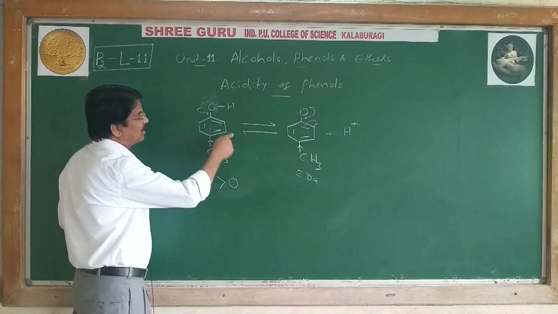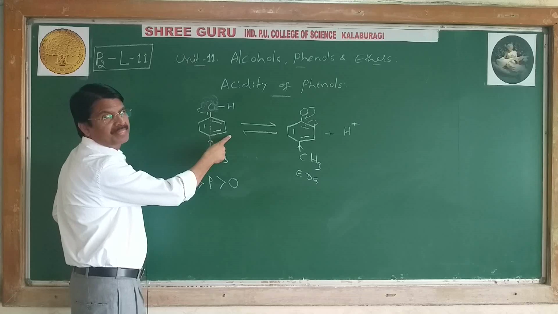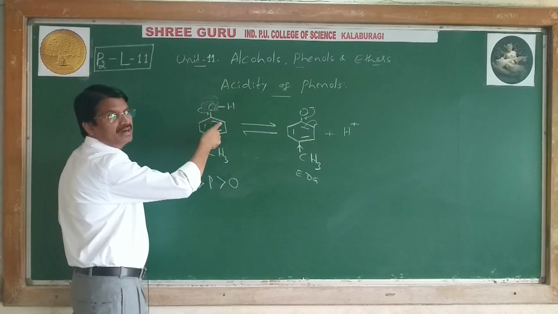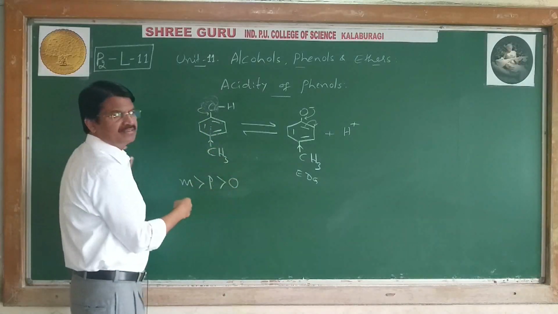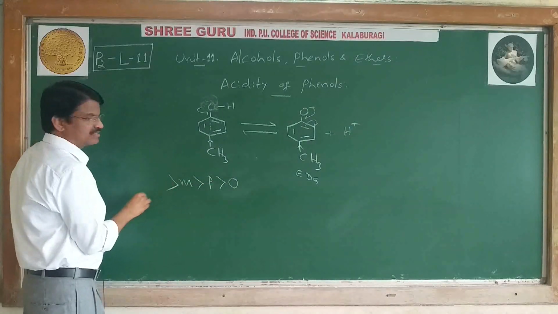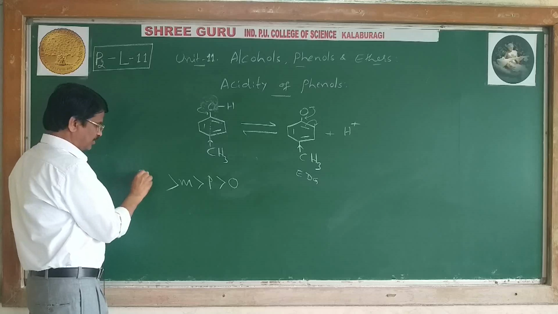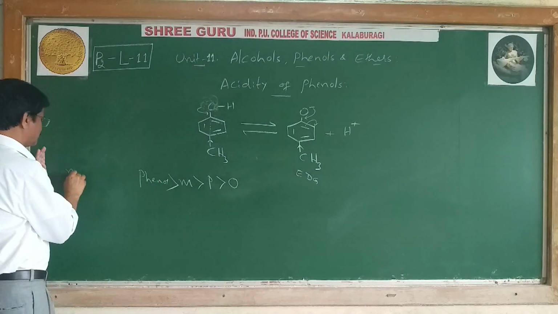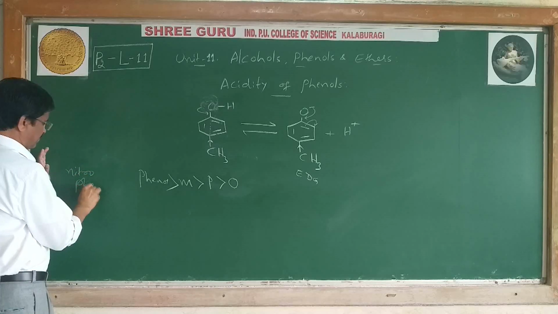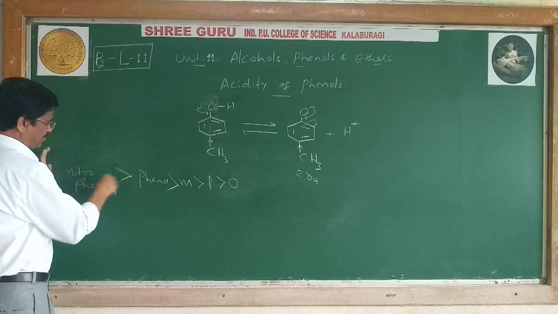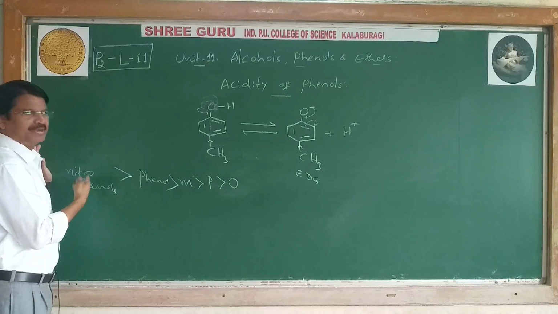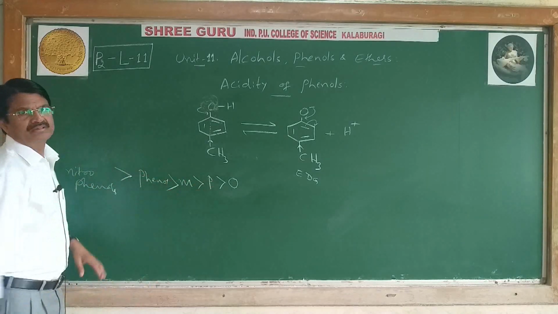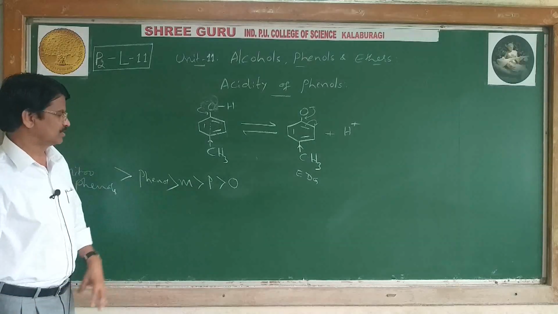Meta-methyl phenol or meta-cresol is greater than para-cresol, greater than ortho-cresol. But all these three are less acidic than phenol. And all nitrophenols, maybe ortho, meta, para, are more acidic than phenol, unlike meta, para, and ortho-cresols. These are cresols.